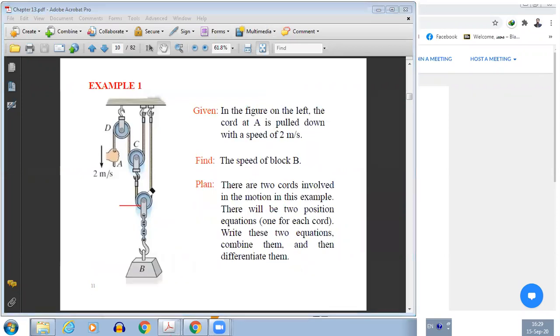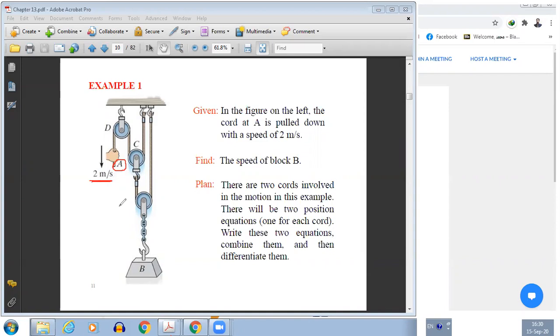So let's have an example. Remember, you need to follow all those 6 points. If you follow the 6 points the right way, then no problem. So look at the example here. In the figure on the left, the chord A is pulled down with a speed of 2 meters per second. Okay, so let's have a look here. This is our chord A, and it is pulled down with 2 meters per second speed.